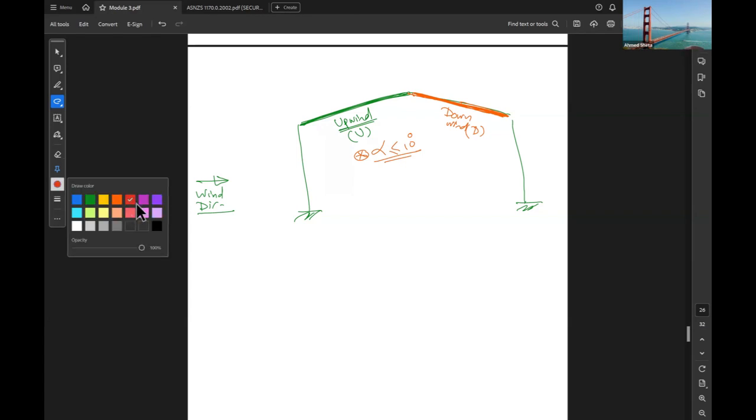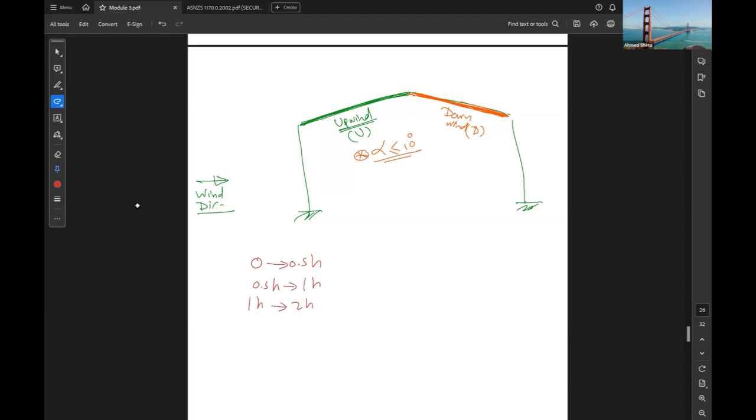The standard gives us the values as follows. From 0 to 0.5 H, from 0.5 H to 1 H, 1 H to 2 H, 2 H to 3 H, and more than 3 H. The factors depend on H over D, which might be 0.5 or 1. So if it is less than 0.5 or more than 1. What is H? If you remember, H was the average height. What is D?